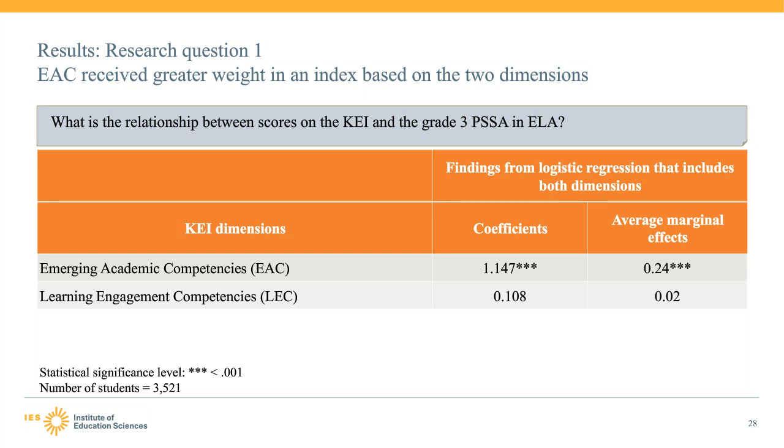As you'll see, we'll compare how well each KEI dimension predicts proficiency and how well an index of both dimensions together predicts proficiency. So the coefficients column shows the coefficients that we use to construct the index of both KEI dimensions. So that index weights the dimensions according to their predictive power in predicting third grade reading proficiency. Now I'll turn it over to Marisa.